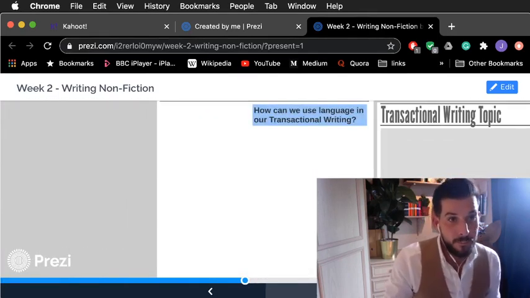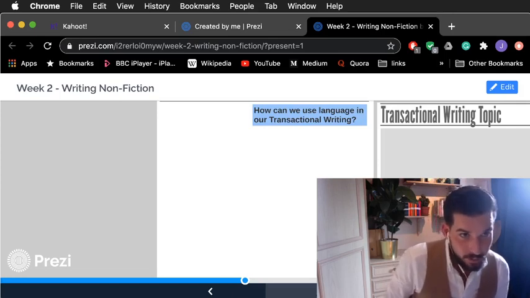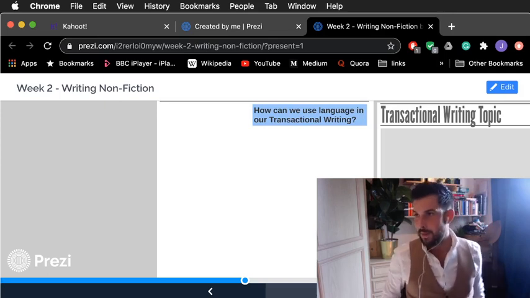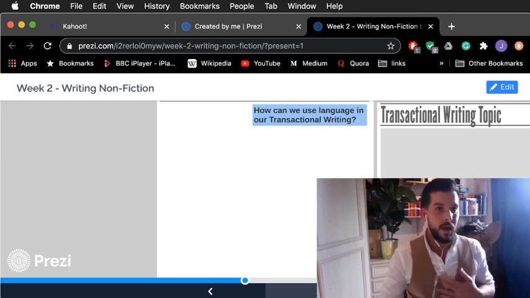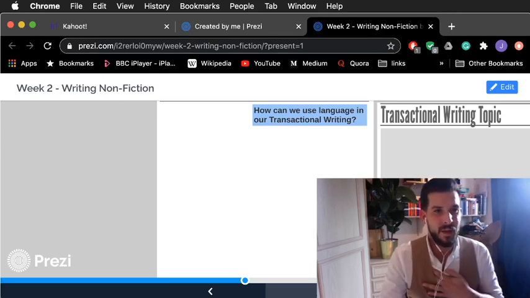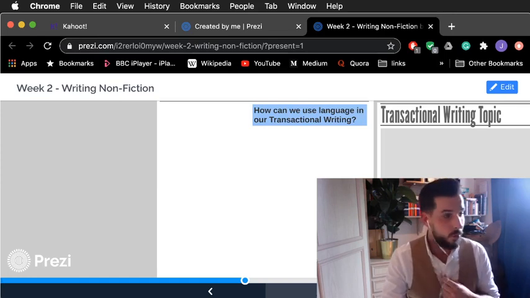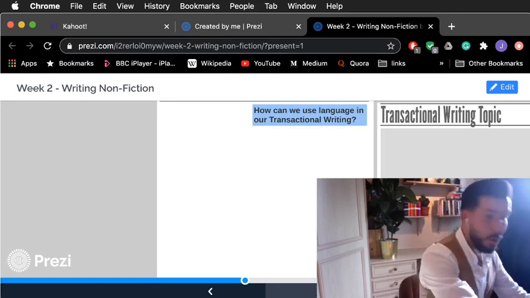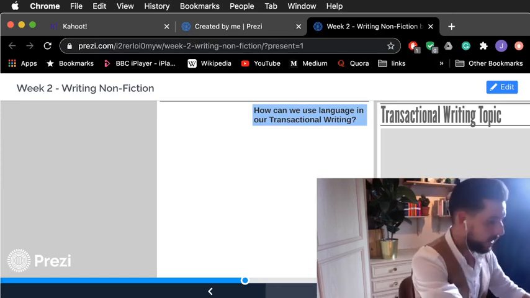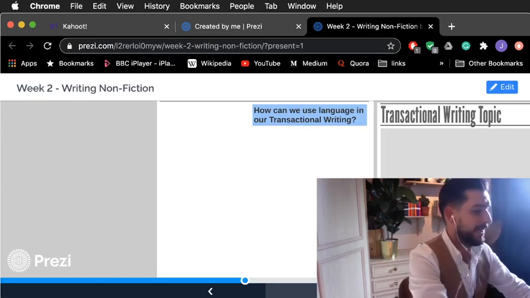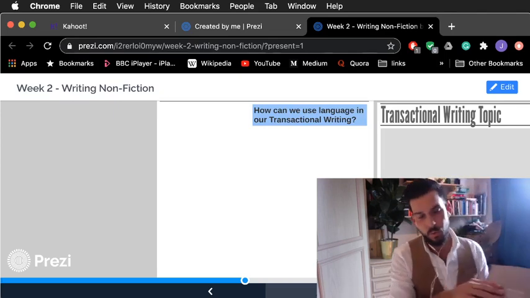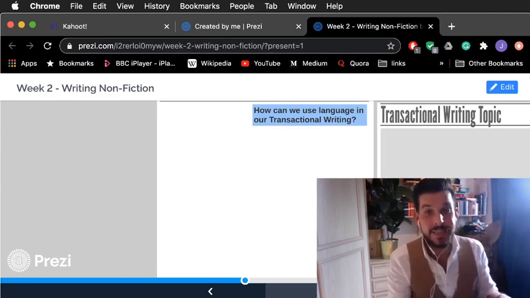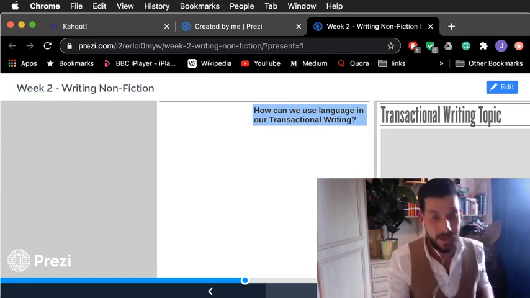Okay, so now how can we use language in our transactional writing? Well, I'm going to take a look at something with you today, okay, and I'm going to use a little bit of something called dual coding. It might not particularly work very well from the home office here, but I'm going to try my best, okay? So the premise of dual coding is to mix information and images in an effective way, okay?